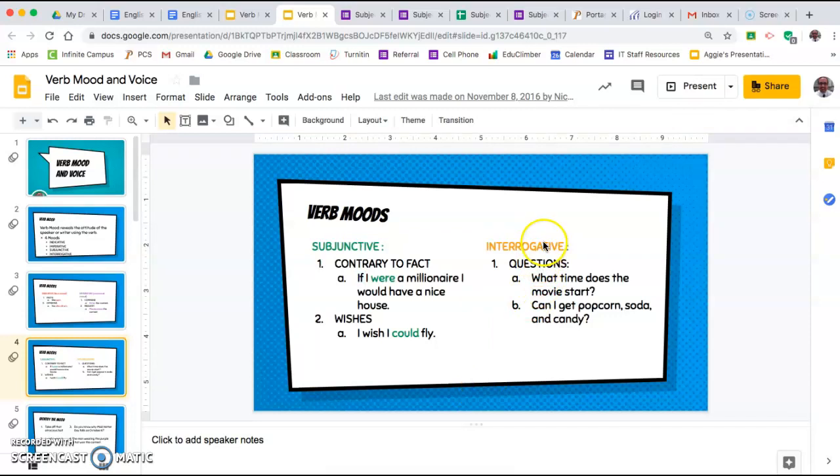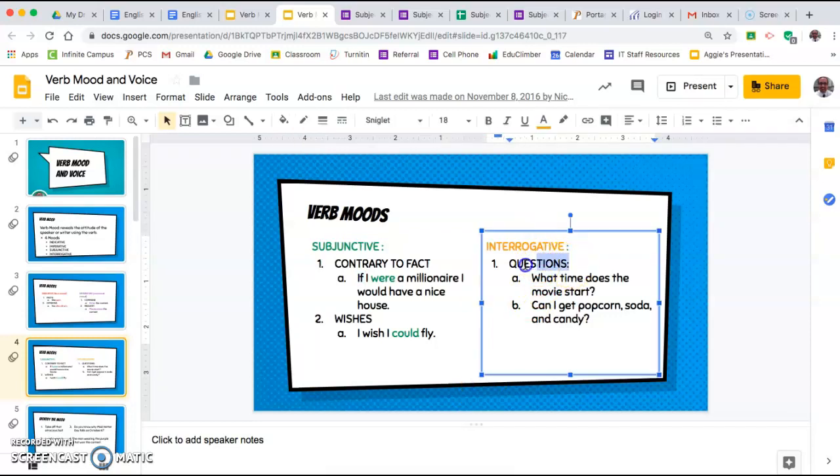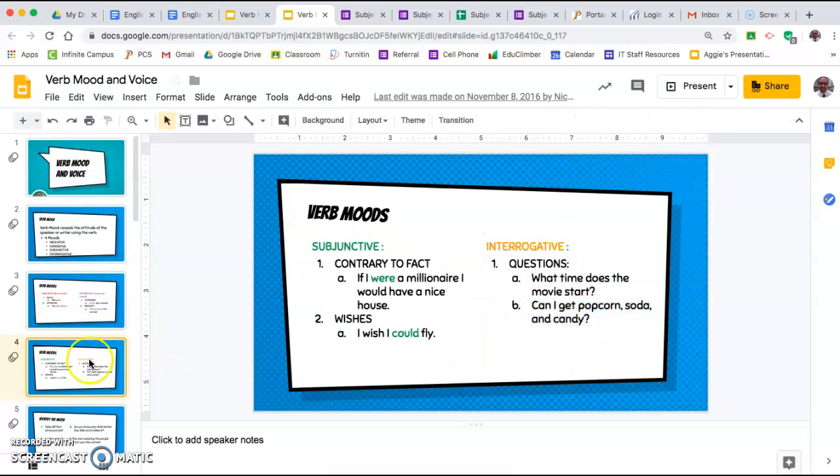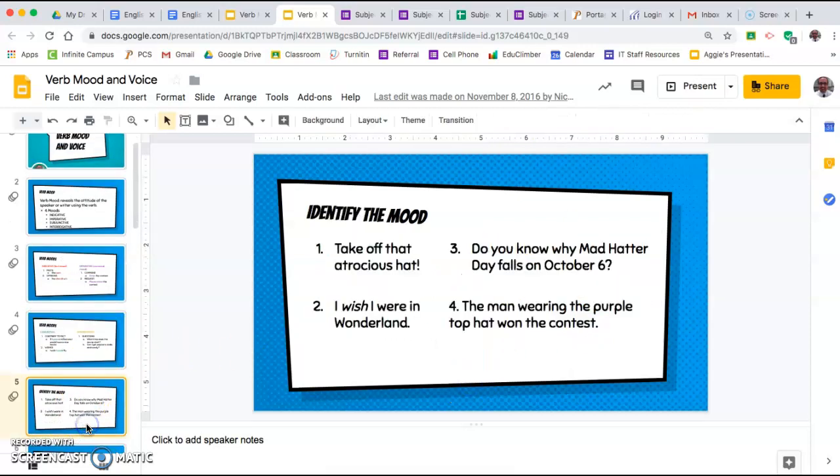Interrogative is the last one. This is probably the easiest one for people to remember because these are questions. So really, if it's punctuated, you should know if you see a question mark that it's the interrogative mood. But you can think of somebody interrogating somebody else. That's where this word comes from, interrogative. If you're interrogating somebody for a crime, you would be asking them a lot of questions. So examples of sentences in the interrogative mood would be, what time does the movie start? And can I get popcorn, soda, and candy? Okay, and that's it. Those are four different moods that we might talk about.